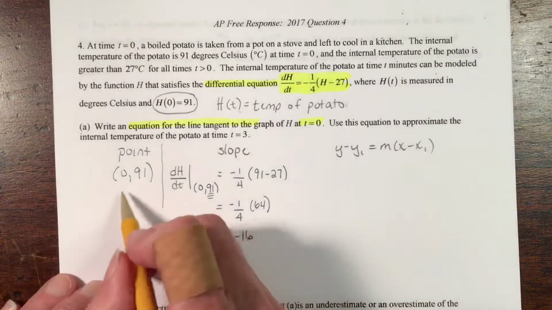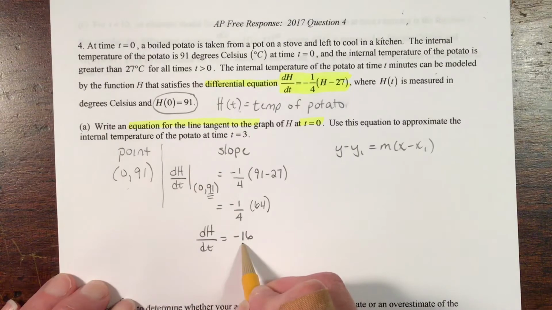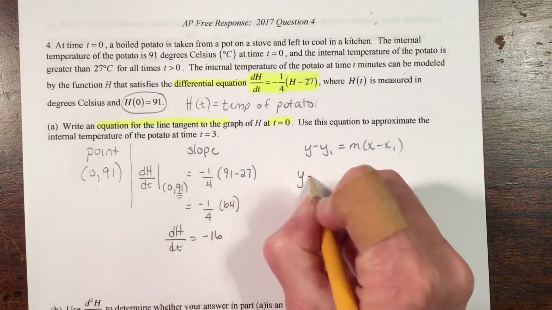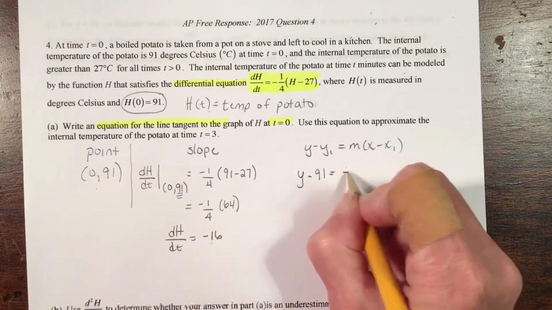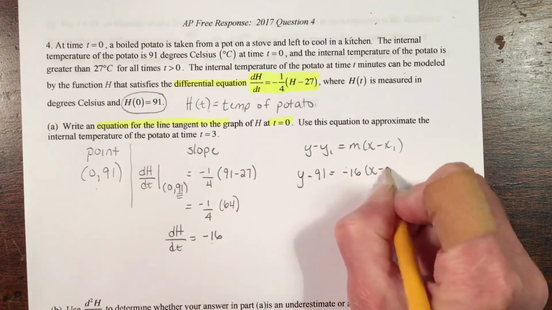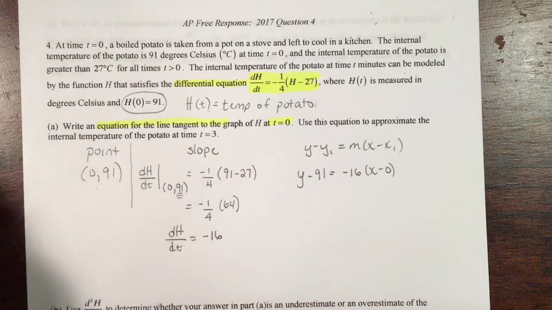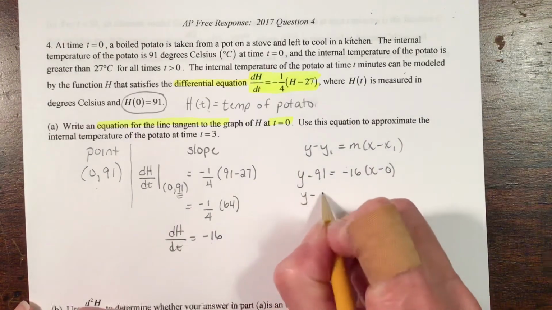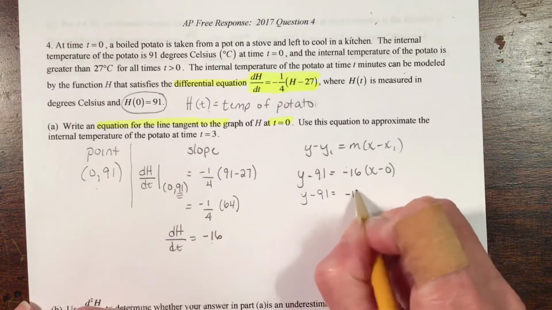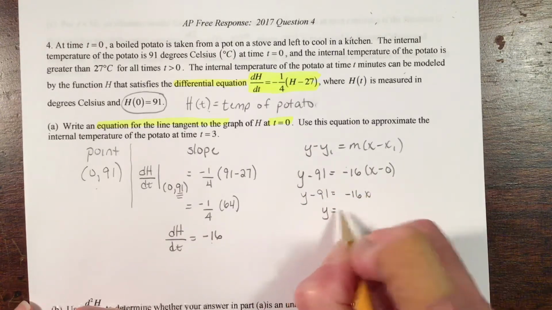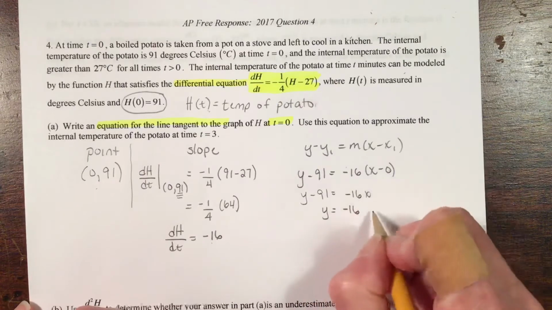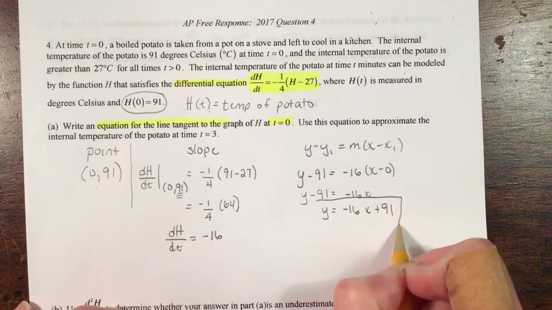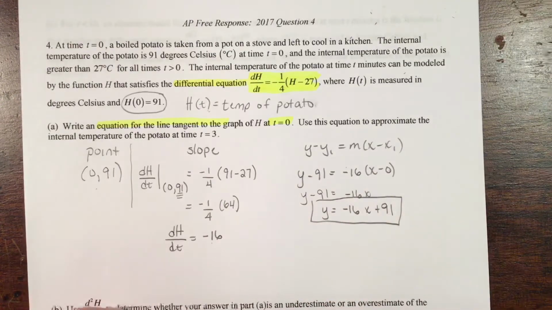Okay. So now that I have my point and I have my slope at that point, I can plug it into my formula. y minus 91 equals -16 times (x minus 0). There's no real need to rewrite this, but because this is a 0, I probably would go ahead and clean it up, only because it just makes it easier to look at and deal with. So there's my equation.